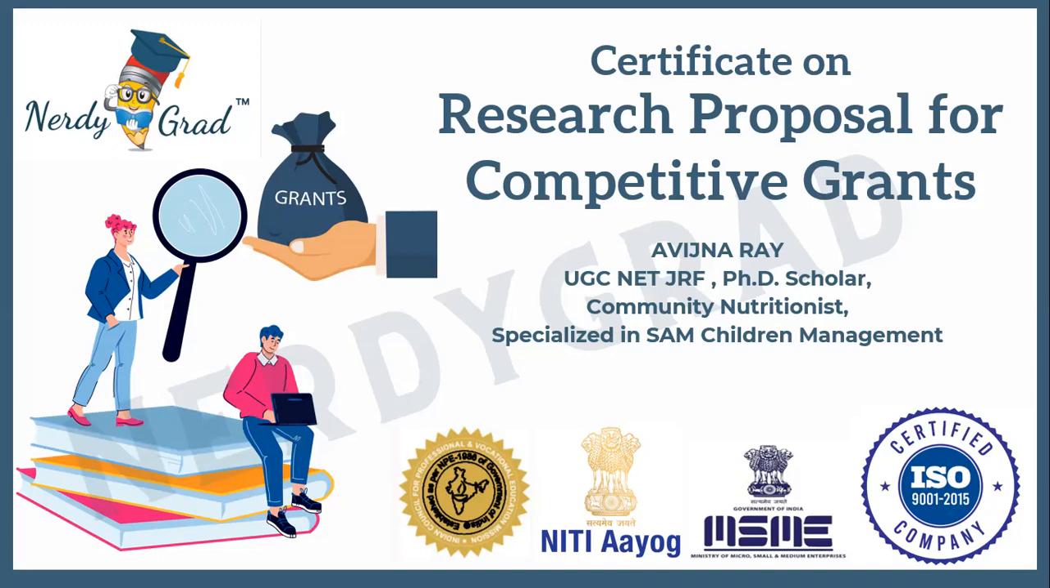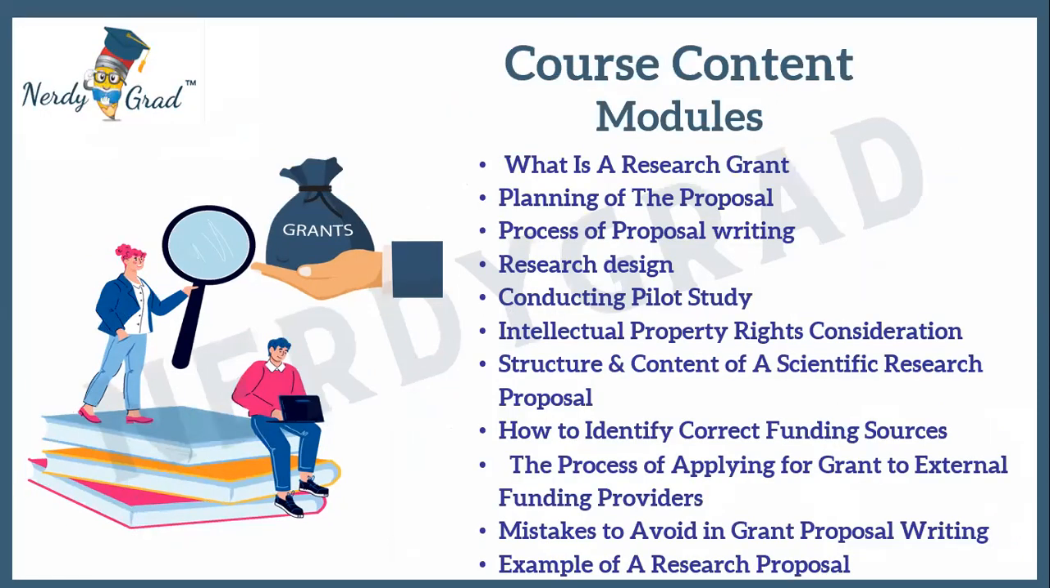So let us go through the course overview first. So this is the course contents. These are the modules which you will be learning later on. So what are the modules? Let us see the modules first. The first module talks about what is a research grant. Then the second module is about planning of the proposal. Third module is process of proposal writing.